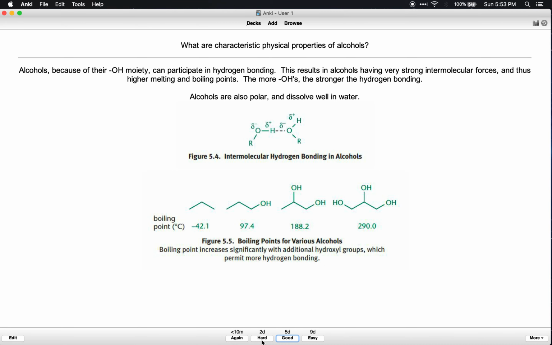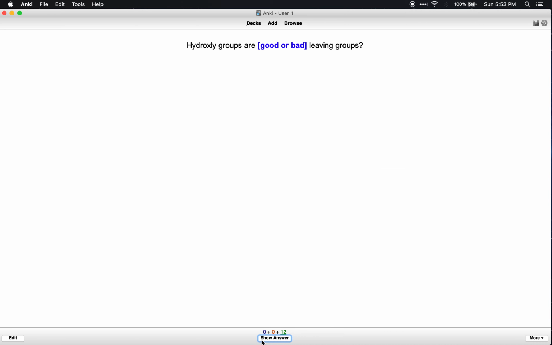What are characteristics of alcohols? High boiling point due to intermolecular forces, specifically hydrogen bonding. Hydroxyl groups are bad leaving groups. How do secondary alcohols interact with oxidizing agents? Secondary alcohols with oxidizing agents will always form a ketone.